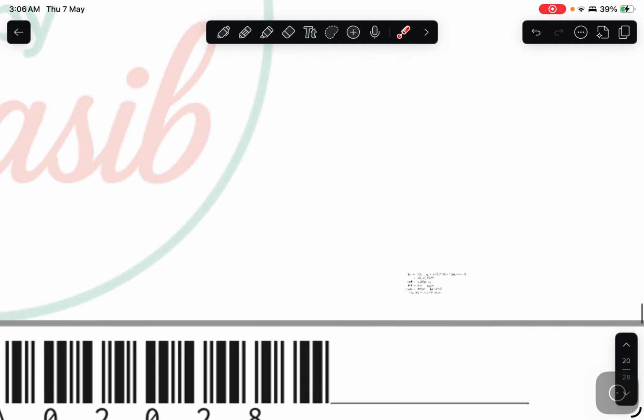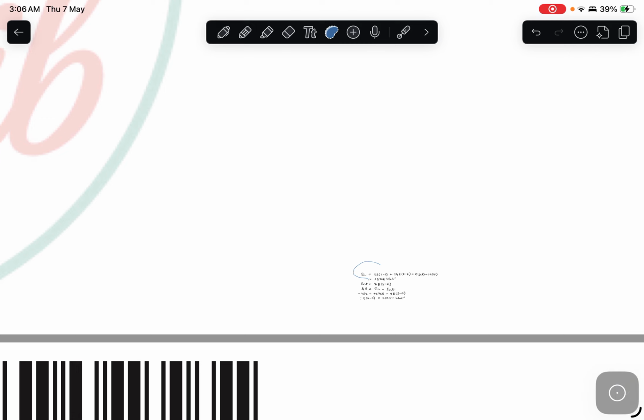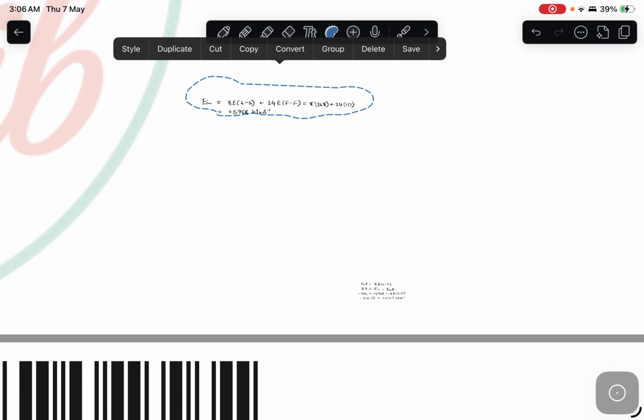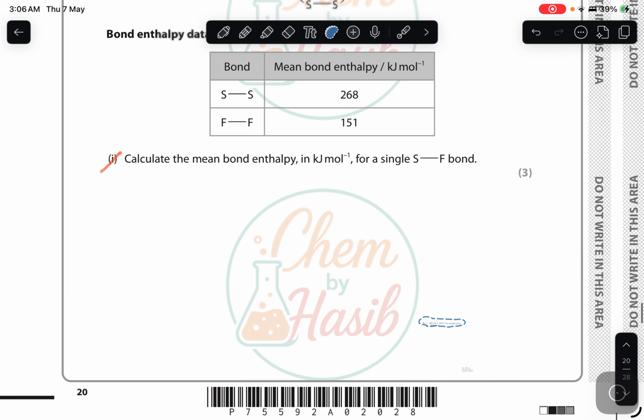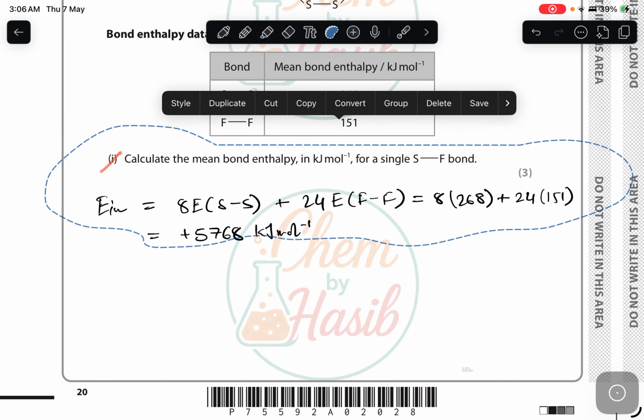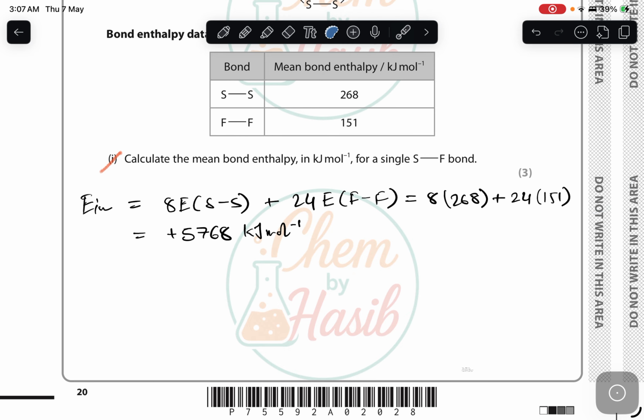Let me show you E in here. If you want to calculate E in, it would look like this. E in will be equal to the bond enthalpy of the SS bond and the bond enthalpy of the FF bond. There are 8 moles of SS bonds, so you multiply by 8. There are 24 FF bonds, so you multiply by 24. So E in will be equal to plus 5768 kilojoules per mole.